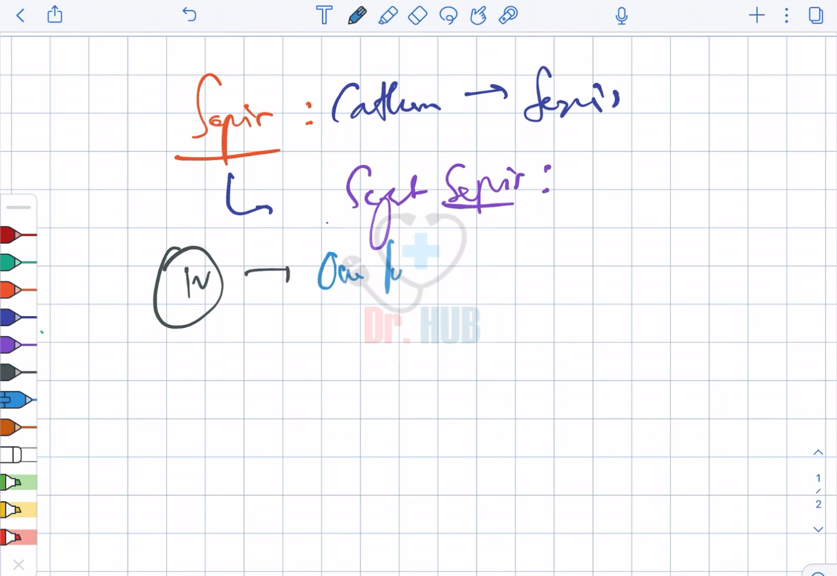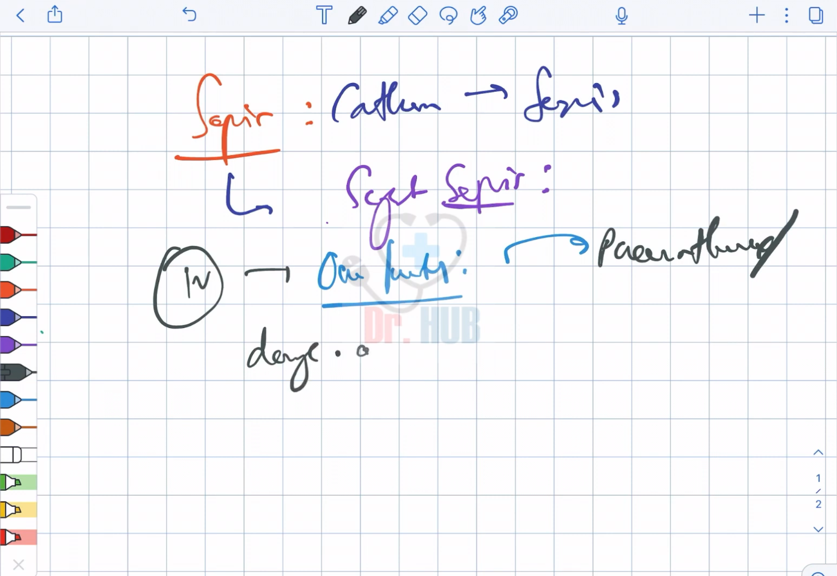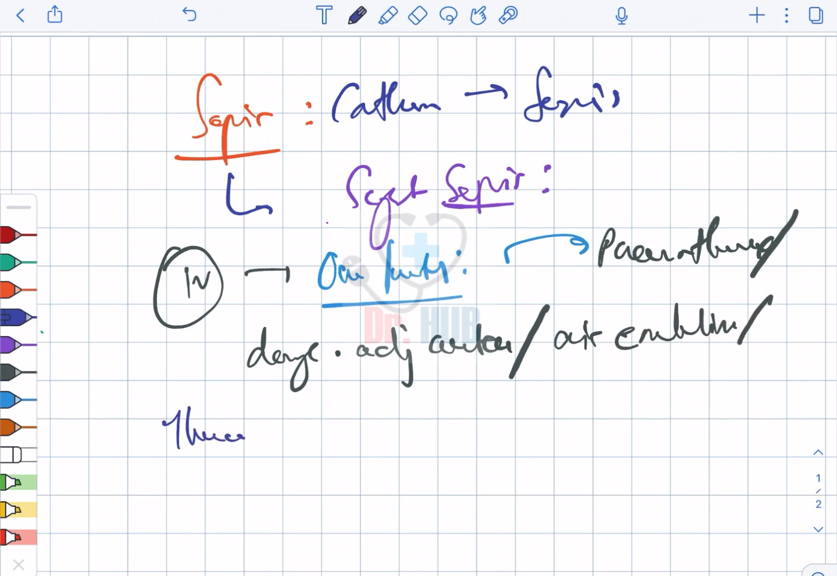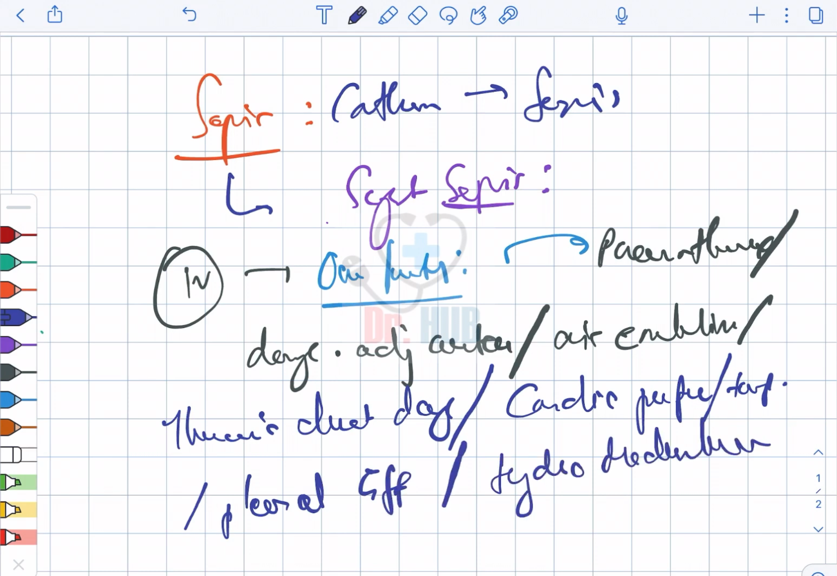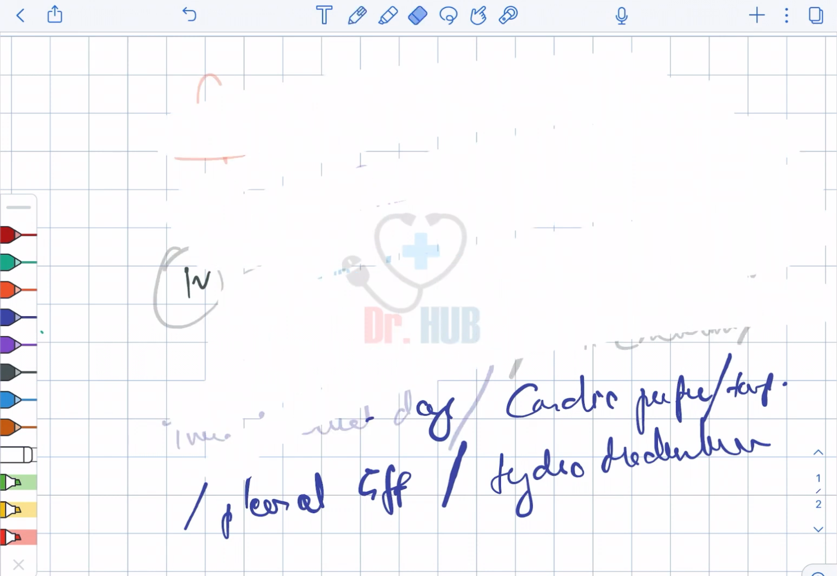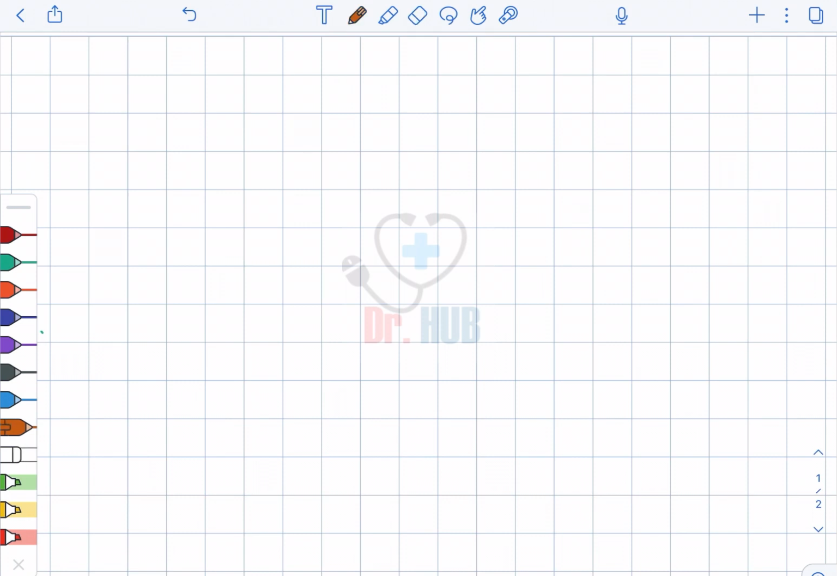On IV line insertion, it can lead to pneumothorax as well as damage to the adjacent artery. It can also lead to air embolism, then thoracic duct damage, cardiac perforation or tamponade. Next, also pleural effusion and hydromediastinum. Next, we are looking at the long-term use of the IV line.